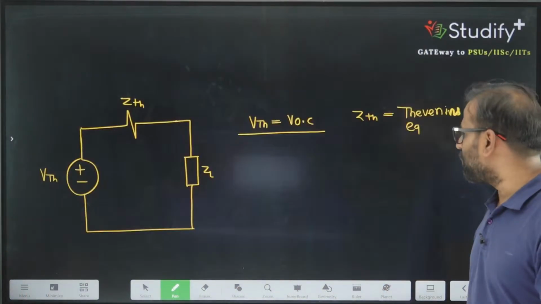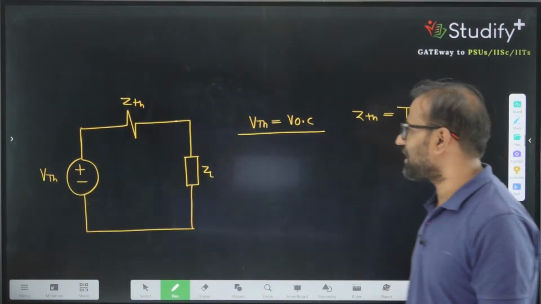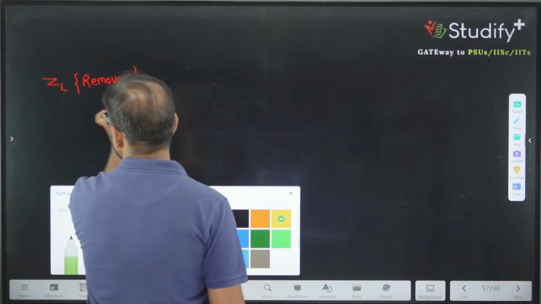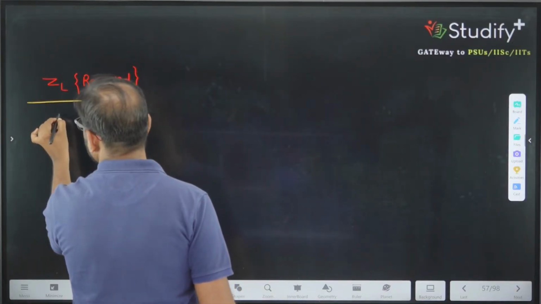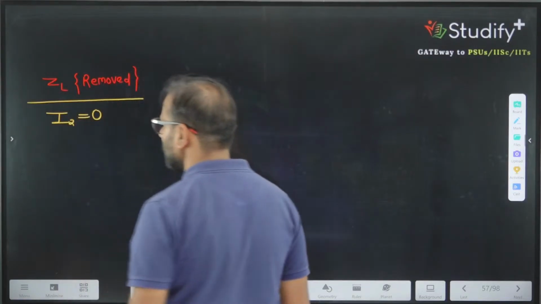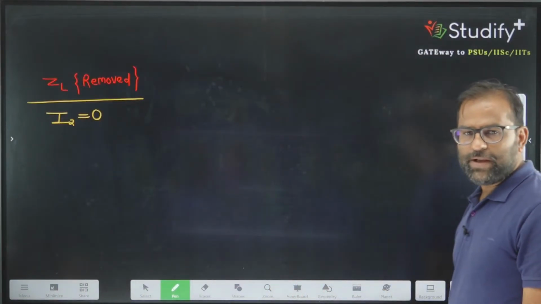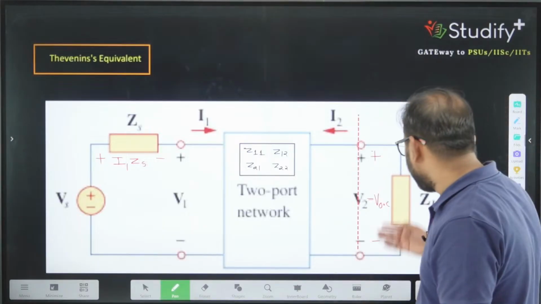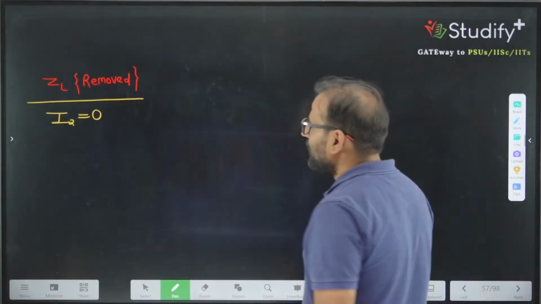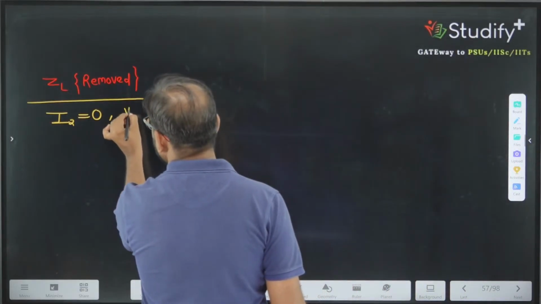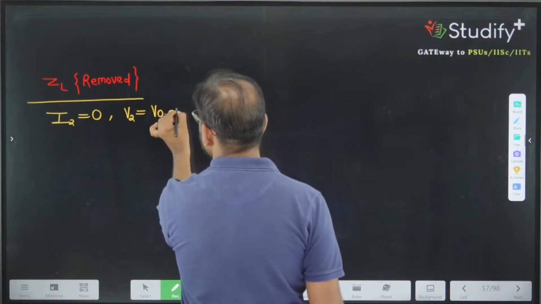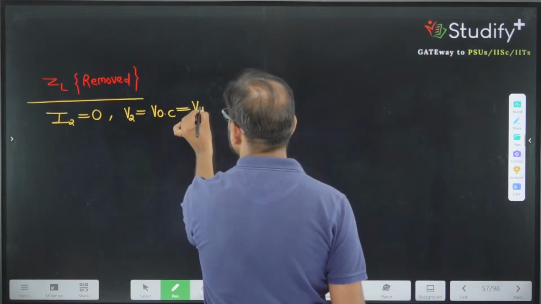If ZL is removed from the circuit, what is its effect? The value of I2 will be 0. Why will the value of I2 be 0? Because no current can flow in an open loop. So the value of I2 will be 0, and V2 will represent the open circuit voltage, or VTH.